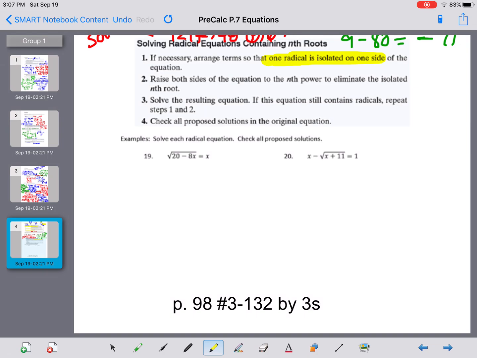Then you're going to raise both sides of the equation to that power, okay? And it should eliminate that root. And then you solve the resulting equation, okay? This is one of the first times, remember, when we did rational expressions and we had denominators with variables in the denominators, there was a chance of your answer not working.